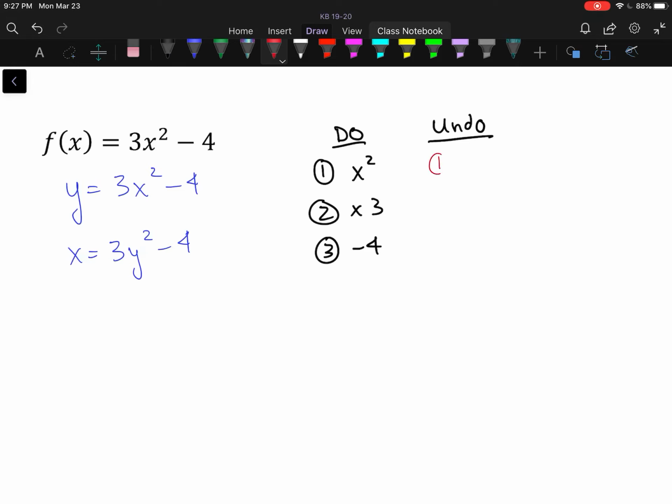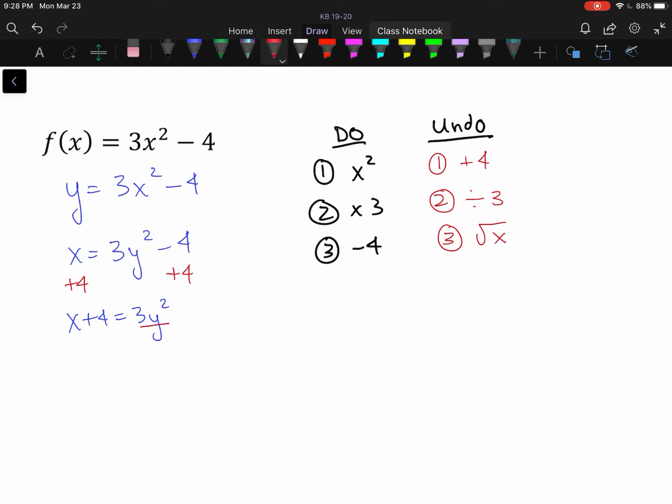And we'll write this in a different color this time. So we're going to add 4. Step 2 would be to divide by 3. And then the opposite of squaring is square rooting. And so we're going to take the square root of that side. So our first step, like I said, will be adding 4 because we're undoing. So that gives us x plus 4 equals 3y squared.